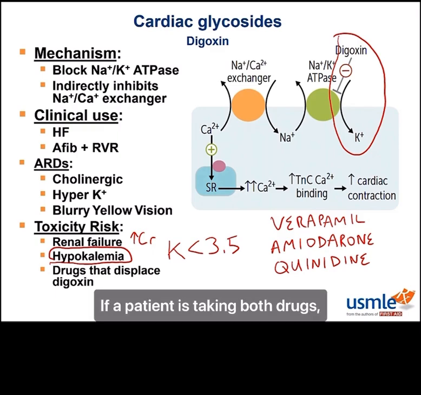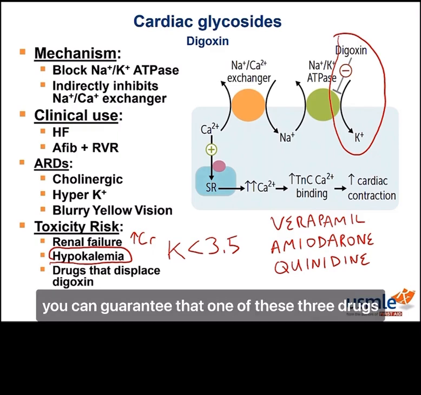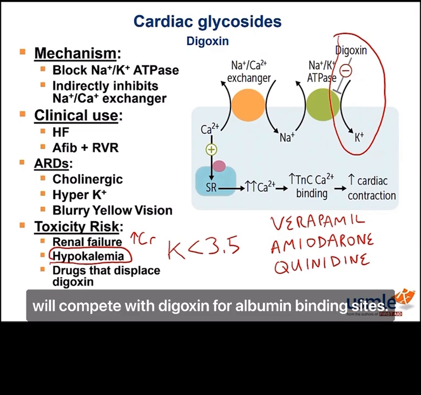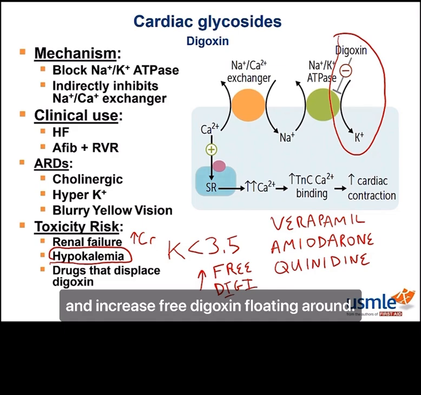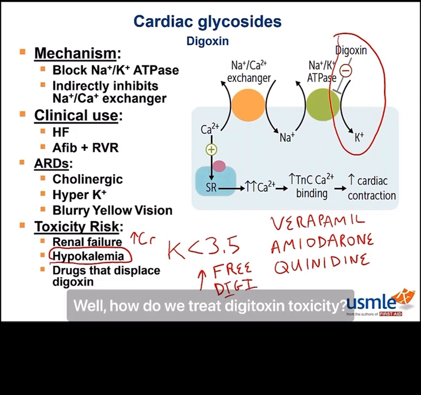If a patient is taking both drugs, you can guarantee that one of these three drugs will compete with digoxin for albumin binding sites. This is dangerous because you can potentially displace digoxin from albumin and increase free digoxin floating around. Well, how do we treat digoxin toxicity?